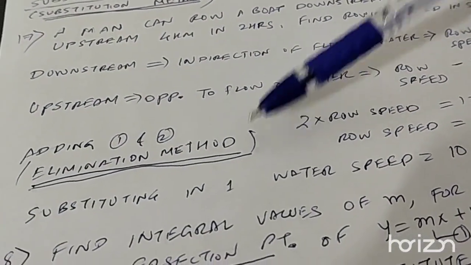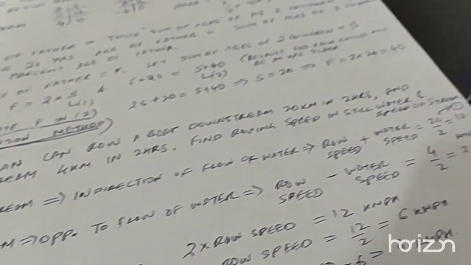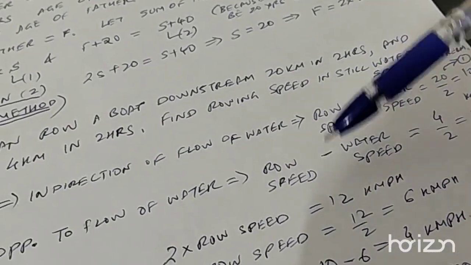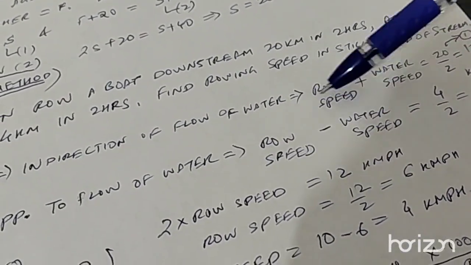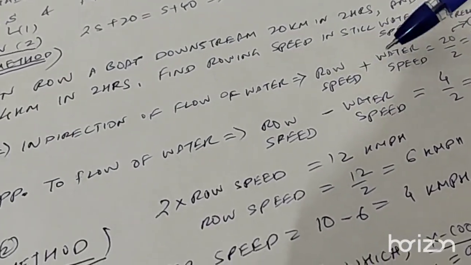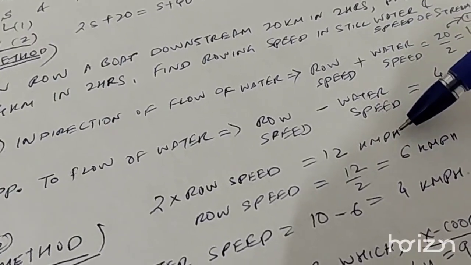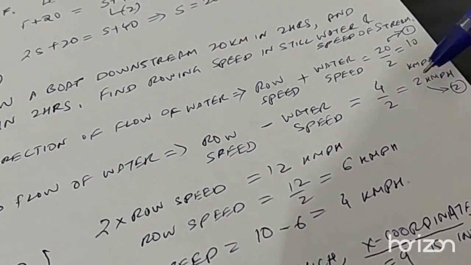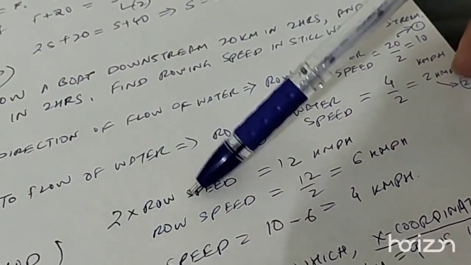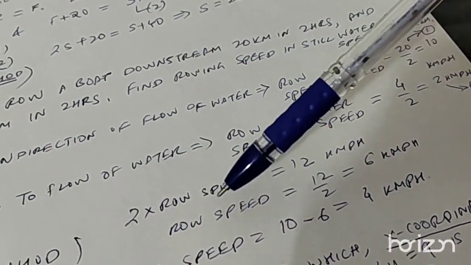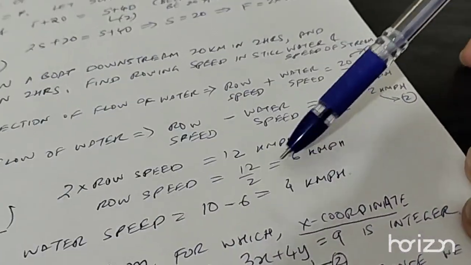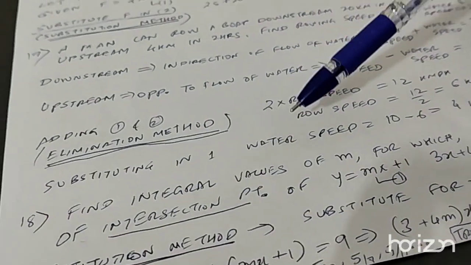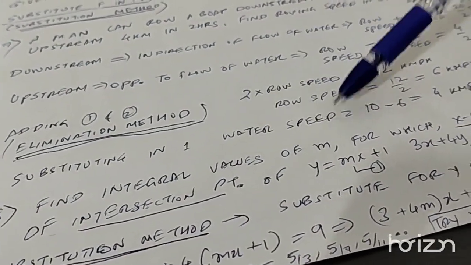So what do you do? Elimination method: you add these two equations, equation 1 and equation 2. On the left hand side, you will get 2 times row speed, because row speed is there twice and it's positive. The water speed will get cancelled. When you add the left hand sides, you also have to add the right hand sides. So 10 plus 2, 12. So 2 times row speed equal to 12 kmph, or row speed is equal to 12 by 2, that is 6 kmph.